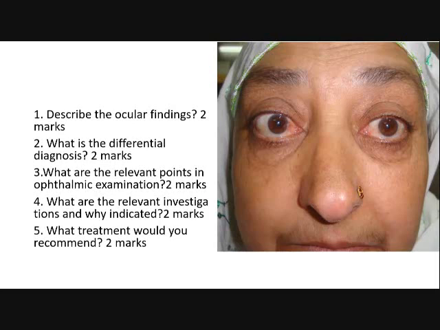Good. What treatment would you recommend? Sir, lubricants, and treatment of the thyroid disease. Okay, first lubricants, and then treatment of the disease. Steroids. Good. It will depend upon the activity score. If it is greater than 3/7, then we can go for steroids, and if it is less than 3/7, it will be just lubricants and taping of the eyelid.